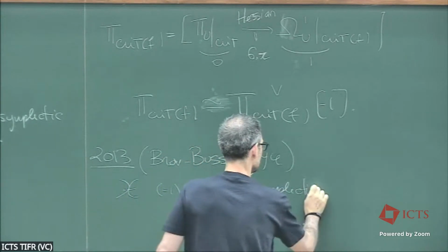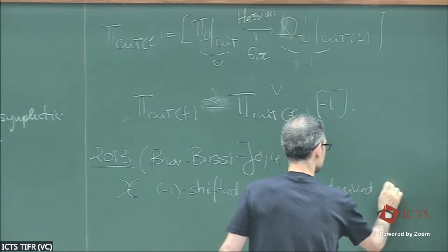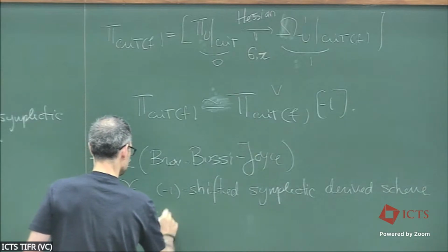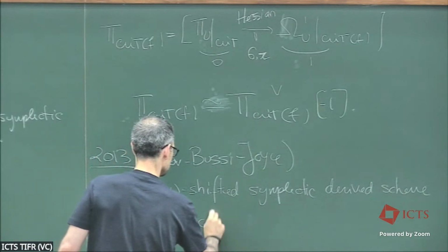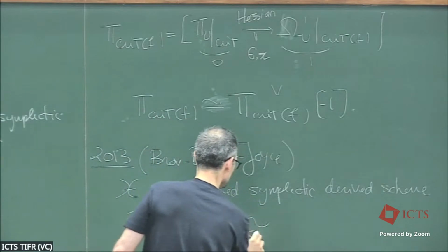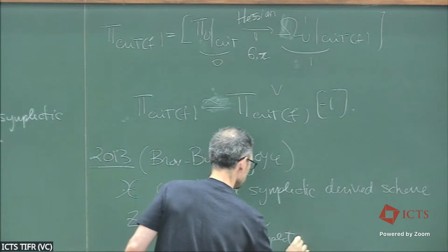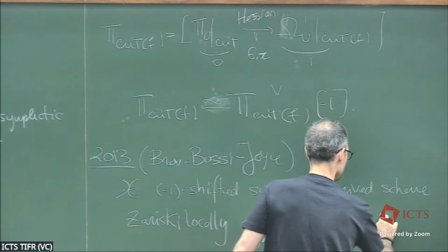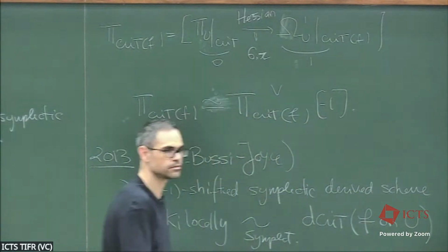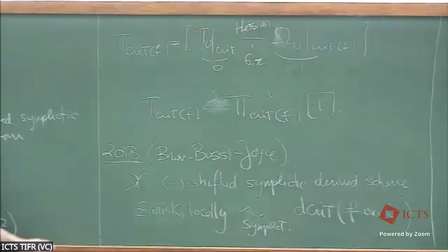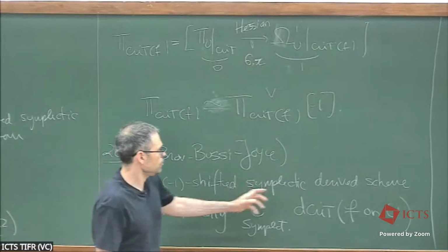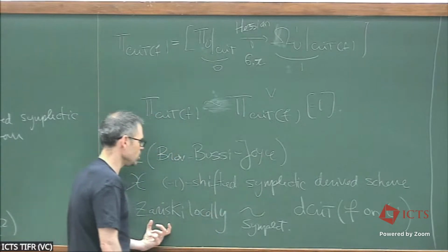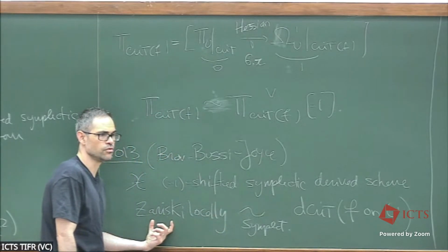And so if X is a -1 shifted symplectic derived scheme, then Zariski locally it is symplectomorphic to the derived critical points of some function f on some smooth scheme U. So if I take a scheme, I have this Zariski locally. If I take a stack, I have to change the topology here. If I have a Deligne-Mumford stack, I can have it étale locally. If I have an Artin stack, I'm going to have it smooth locally of this form.